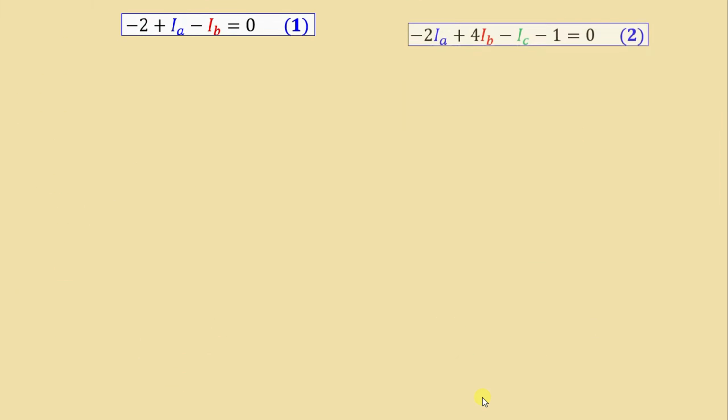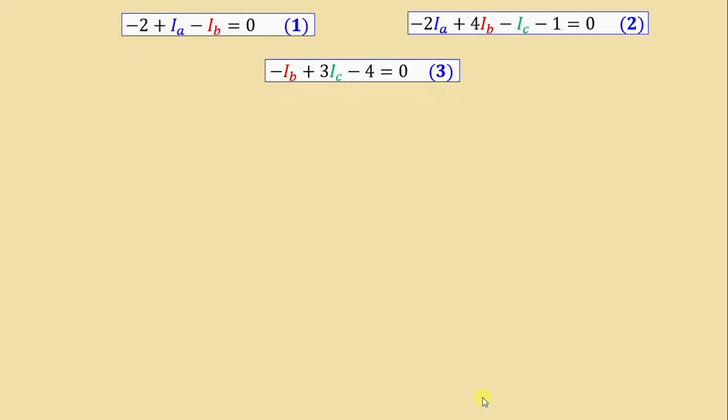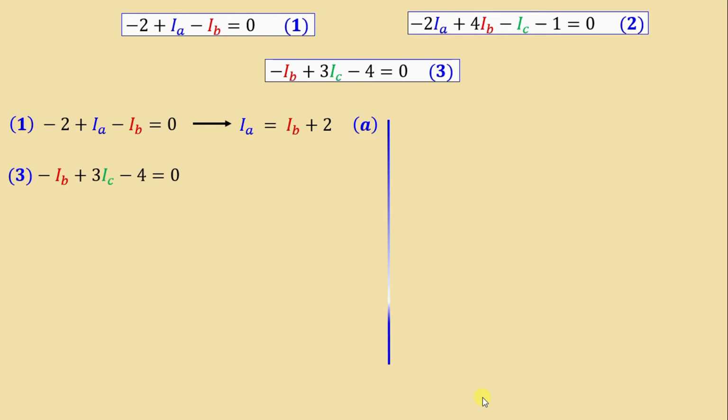Finally, we obtain three equations which are necessary to find IA, IB, and IC. Let's start now with equation number 1. We have negative 2 plus IA minus IB. Then we can write IA in terms of IB. IA is equal to IB plus 2. We will call this equation A. I go now to equation number 3. We have negative IB plus 3 IC minus 4 is equal to 0. Then I can write IC in terms of IB also. IC is equal to (IB plus 4) over 3. And I will call this equation B.